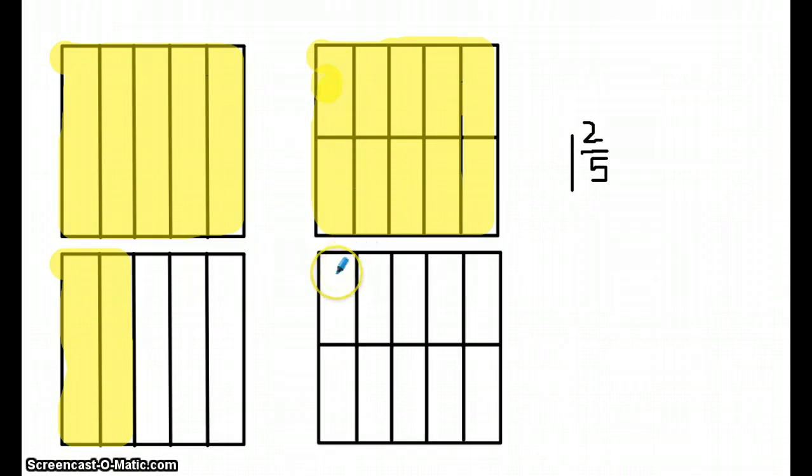And now I want to think, how many of these tenths do I need to shade in order to equal these 2/5? Well, to me it looks like if I shade 4 of these tenths, that will be equal to the 2/5 I shaded over here.